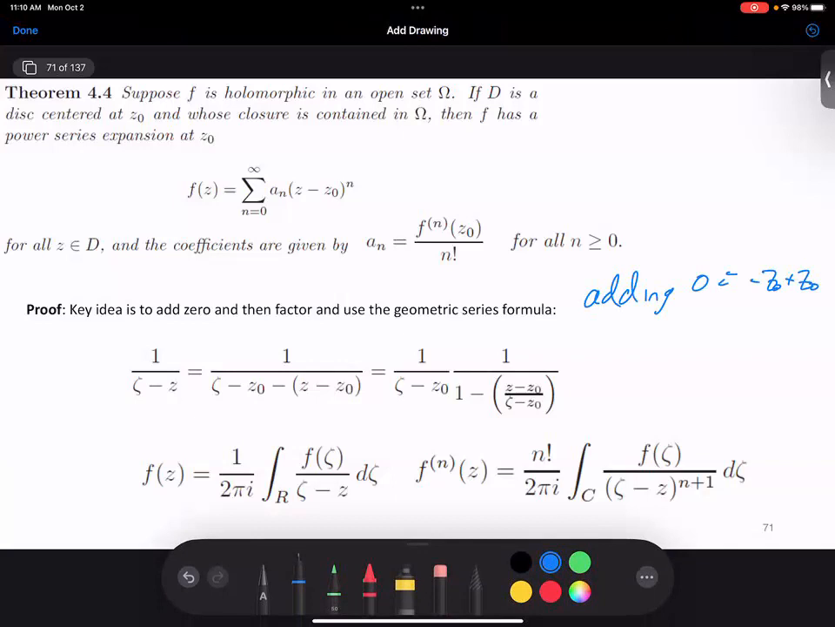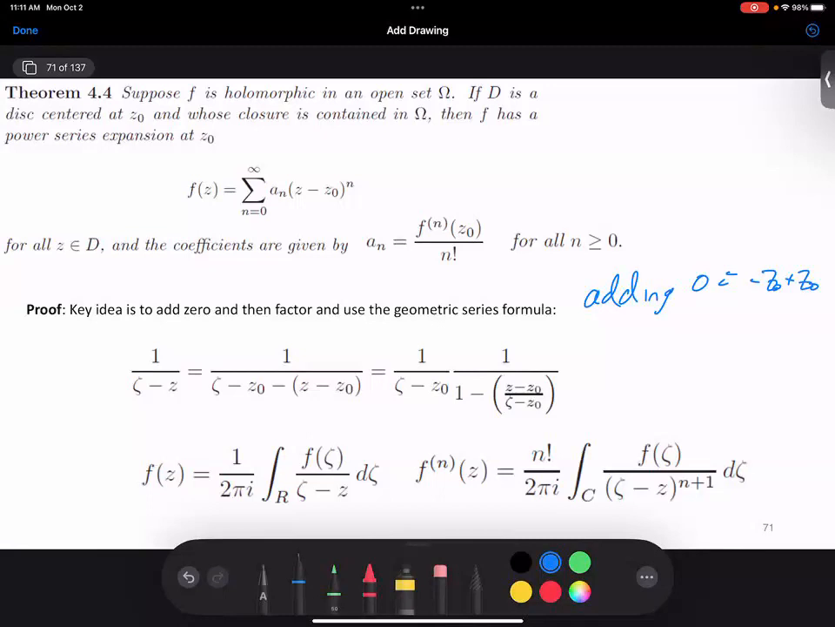The reason I want to do this is we're trying to understand the function near the point z naught. So I want to expand about the point z naught. I've got zeta minus z. Well, I don't really care about how far z is from zeta. I care about how far it is from z naught. So I want a z minus z naught coming in. I can't just throw in a negative z naught unless I add it back in. And now what we do is we pull out the zeta minus z naught. And so when we pull that out, we would get 1 minus (z minus z naught) over (zeta minus z naught).